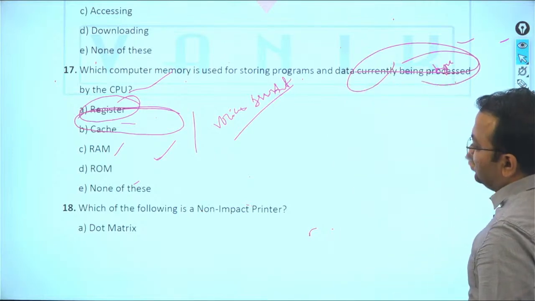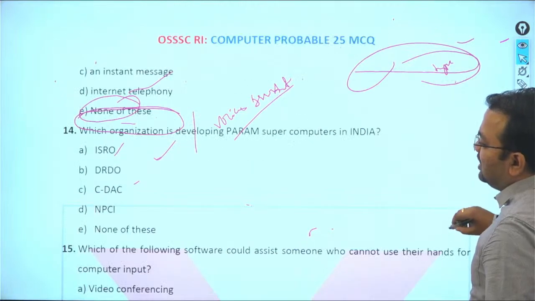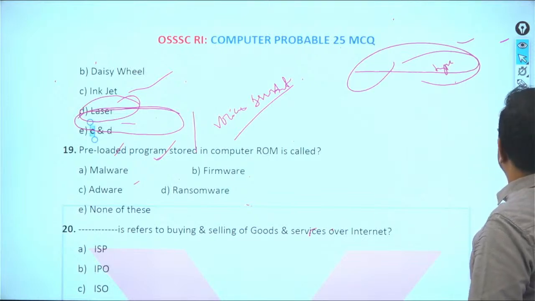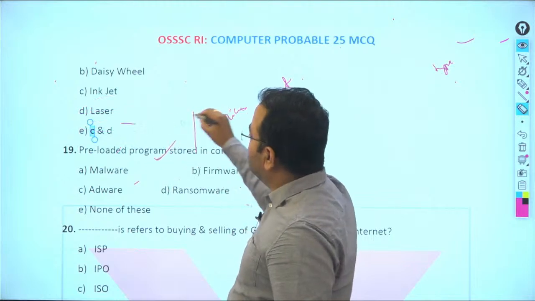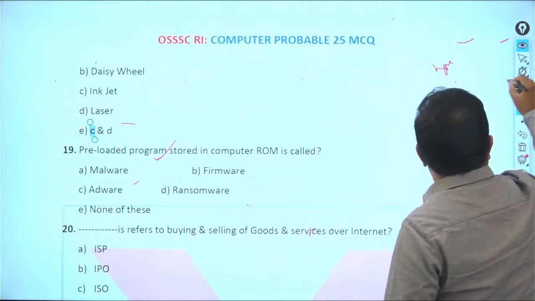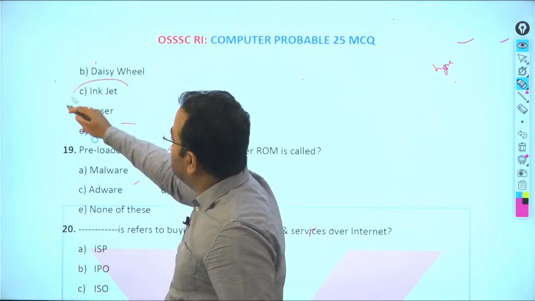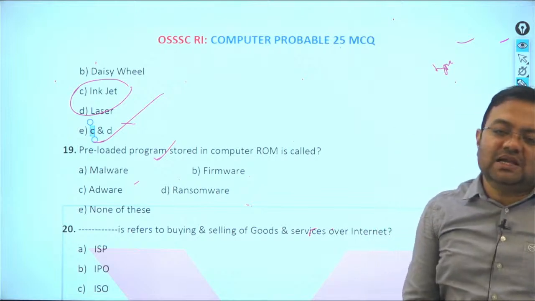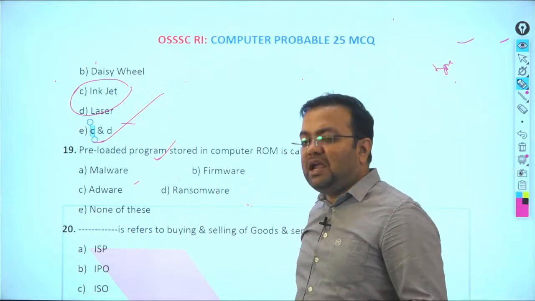So in question number 18, which of the following is a non-impact printer? So students, let's check what are the examples of non-impact printer. Remember, in non-impact printer there are two examples. One is laser printer, another is inkjet printer. As C and D are mentioned, that's why we are choosing option E, both C and D. Inkjet and laser, these are non-impact. Dot matrix and digital, these are impact.